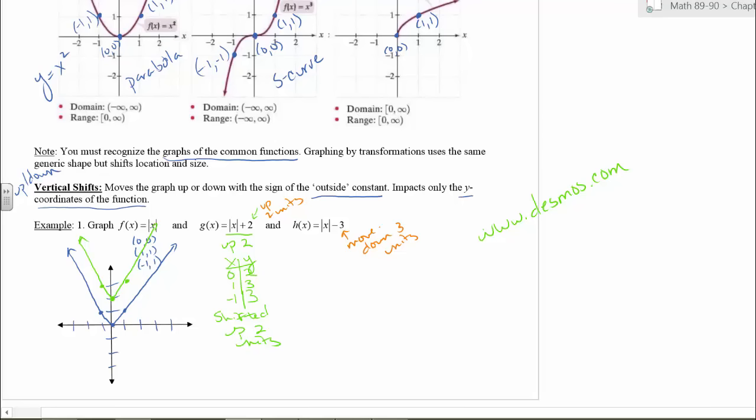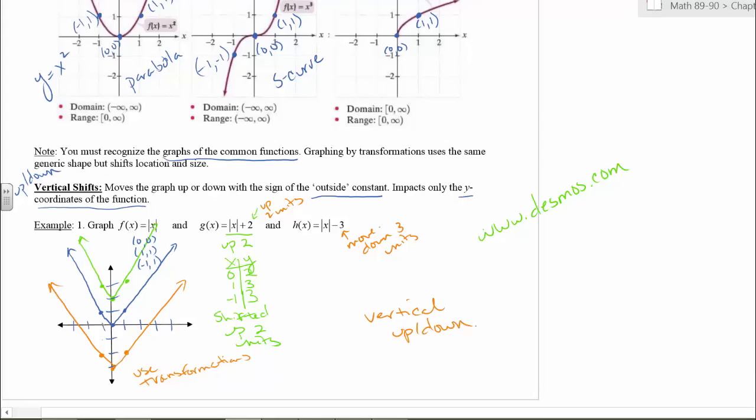So starting from the parent graph, the blue graph, we move down 3. I move 1, 1, down 3 units. He ends up at 1, negative 2. And I move negative 1, 1, down 3 units. So 1, 2, 3. And there's your graph. So it's a different way of graphing because we're using transformations. Meaning we're just looking at the equation and it's telling us what to do. As long as we have a base graph or a parent graph to start with, we know where to move from there. So that is your vertical shift, which moves your graph up or down.